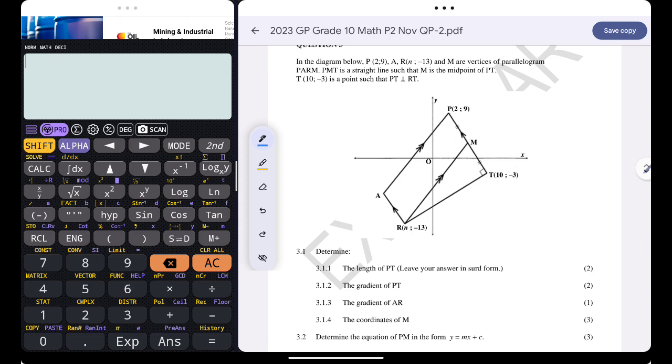I'm about to do question 3 from the grade 10 question paper written in the province of Gauteng in the year 2023. This video will be just focusing on analytical geometry for grade 10s.